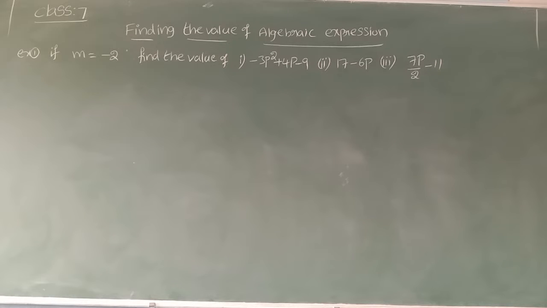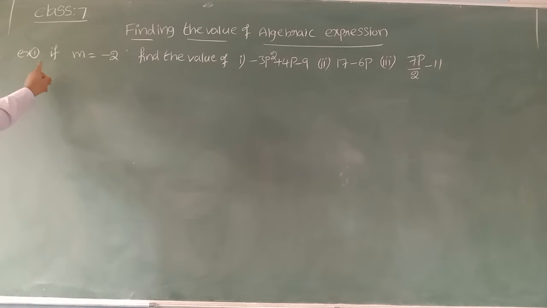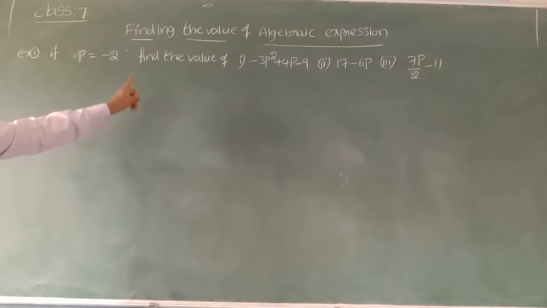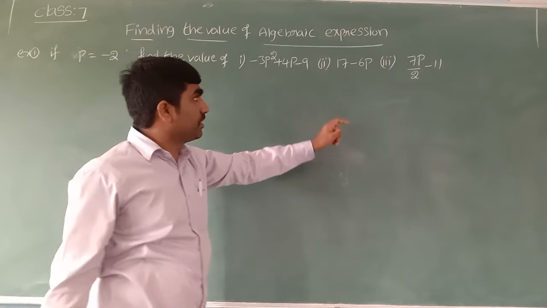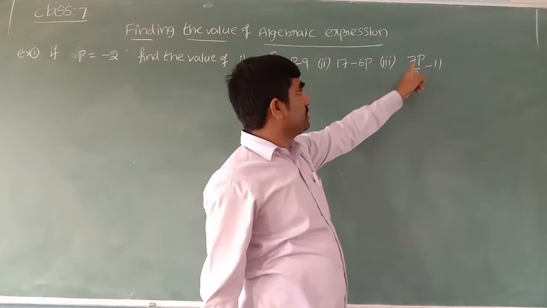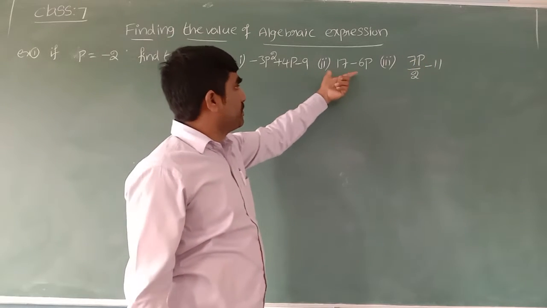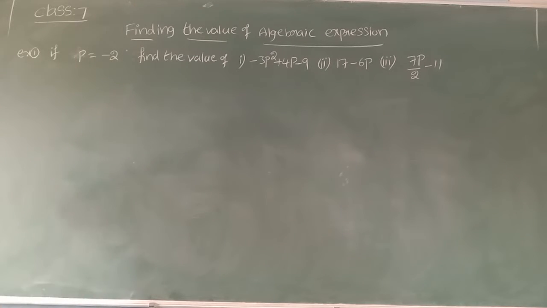Yes children, let's see some examples based on how to find the value of the expression at the given value. Here, see example 1. If p is equal to minus 2, find the value of minus 3p square plus 4p minus 9, 17 minus 6p, and 7p by 2 minus 11. We have to find the value of these algebraic expressions at p is equal to minus 2. Let's see what the solution is.